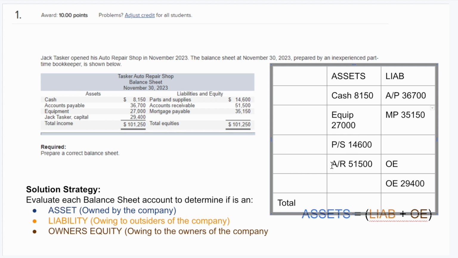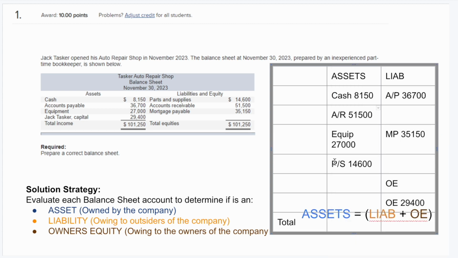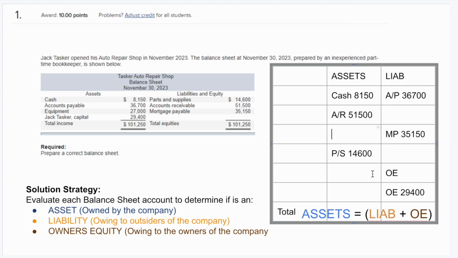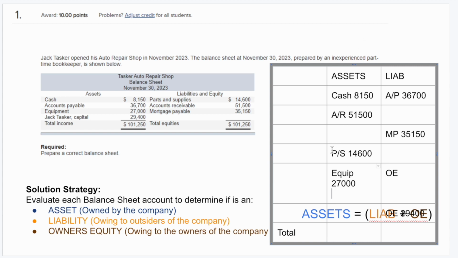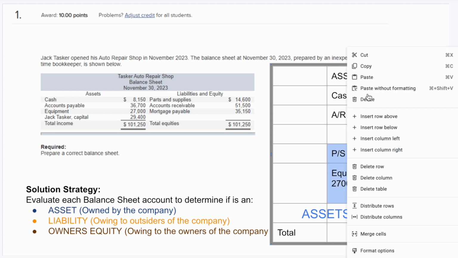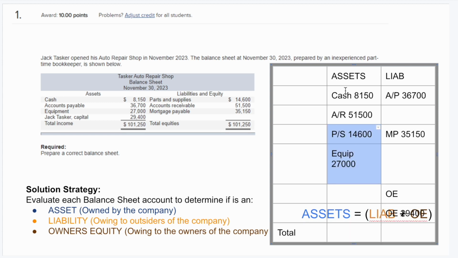Accounts receivable is a fairly liquid item, so I'm going to put liquid items up front. So now parts and supplies is probably more liquid than equipment, meaning that we can sell it for cash if we need to. That's what we mean by liquidity. Okay, so effectively then what we've done here is we put our most liquid at the top of the assets, our least liquid as we move down. So we got cash, accounts receivable, parts and supplies, and equipment.